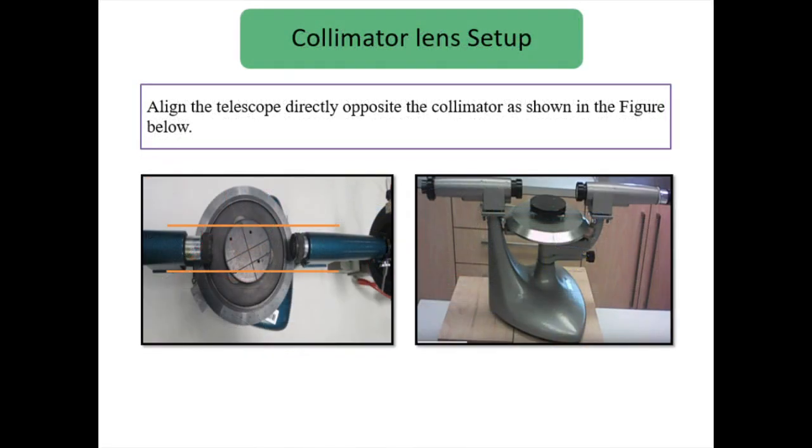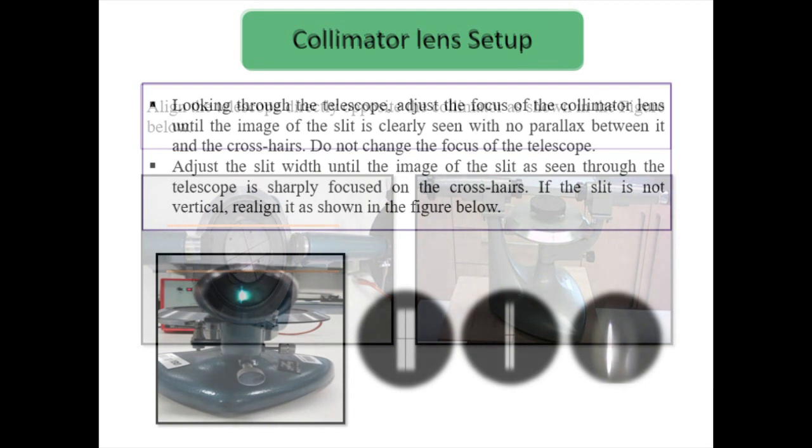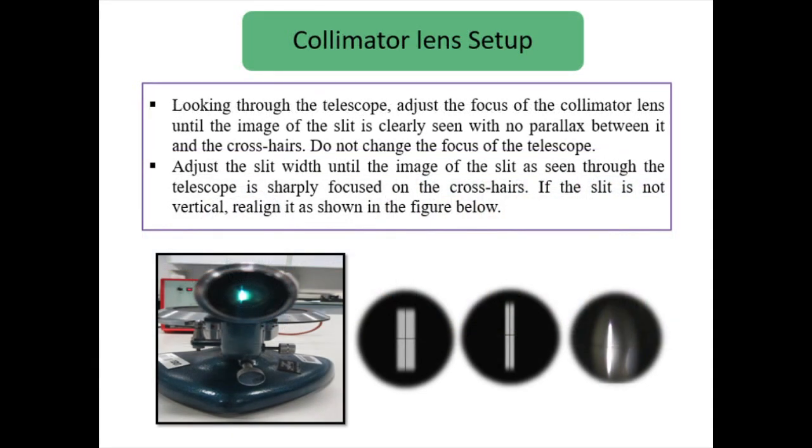Align the telescope directly opposite the collimator. Looking through the telescope, adjust the focus of the collimator lens until the image of the slit is clearly seen with no parallax between it and the crosshairs. Do not change the focus of the telescope. Adjust the slit width until the image of the slit as seen through the telescope is sharply focused on the crosshairs. If the slit is not vertical, realign it as shown in the figure below.